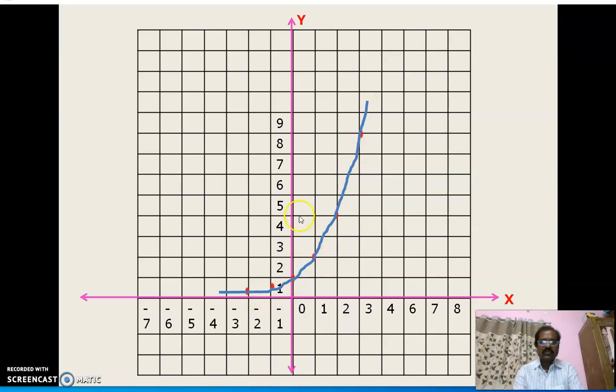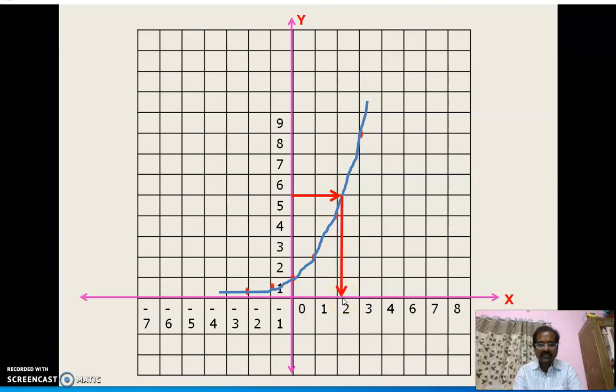Now, in our problem, 2 to the power of x is equal to 5. This graph has base 2 and the power x. What value of x do we get when y is 5? Here at 5, the curve meets in this place. From this we can see down what value of x we will get.